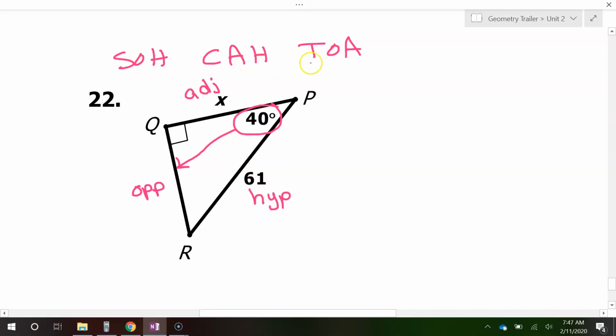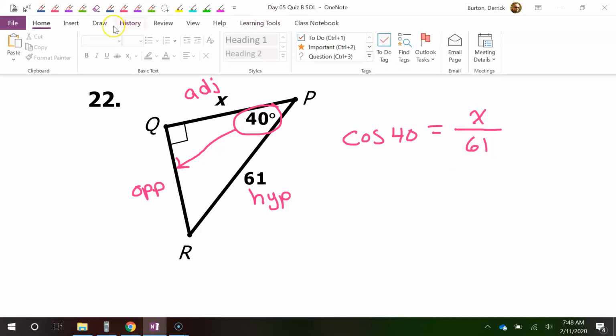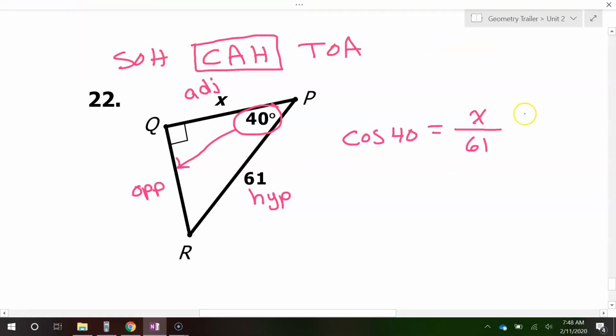Which trig function involves adjacent and hypotenuse? That will be the cosine function. So let's go ahead and write down cosine. Cosine of the angle that you circled, and cosine is adjacent over hypotenuse, so that is x over 61. So when the variable is in the numerator, this is when you multiply. So we will multiply both sides by 61. That way these will cancel each other out.